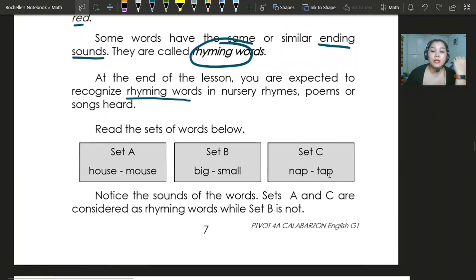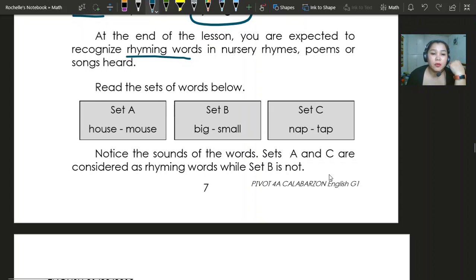Okay, so next one, read the sets of words below. So we have set A. The words listed here is house, mouse. And for set B, we have big, small. For set C, we have nap, tap. So notice the sounds of the words. So do not look at the spelling. So what is important here is how you listen to the words. So regardless of the spelling, we are after the same ending sounds. So set A and C are considered as rhyming words while B is not.